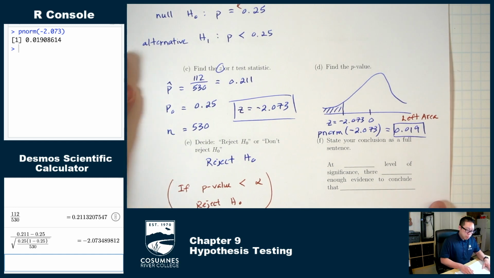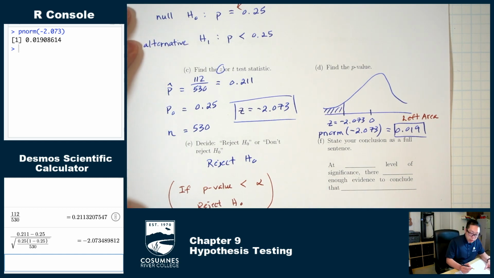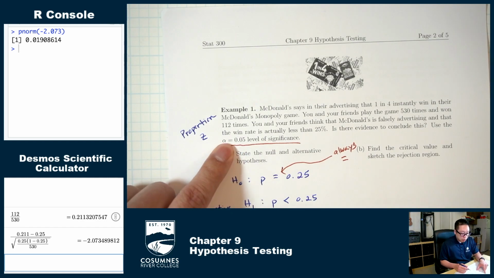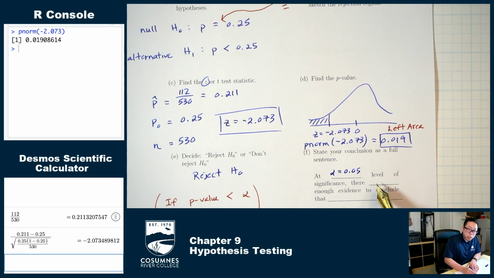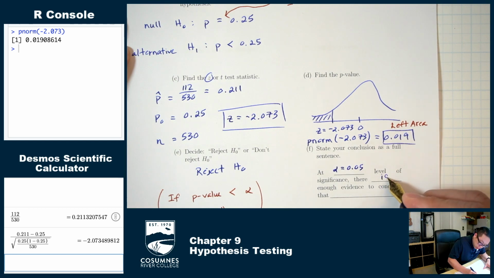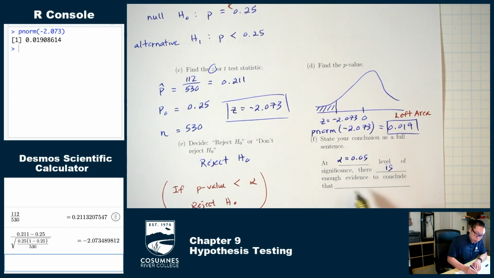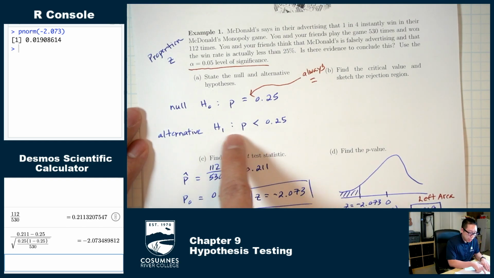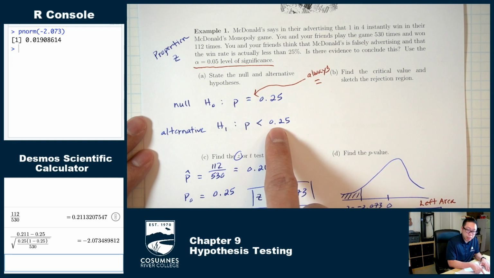Okay? Part F, state your conclusion as a full sentence. So this is a sentence you should write for all of these. You're going to state your level of significance. So in our case, it's alpha equals 0.05. At alpha equals 0.05 level of significance, there is or is not enough evidence. So if you're able to reject, there is enough evidence. If you don't reject, then there is not enough evidence. So there is enough evidence to conclude that, and you're just going to rewrite H1 in the form of a sentence. So here, we're saying that the proportion or the win rate is less than 0.25.